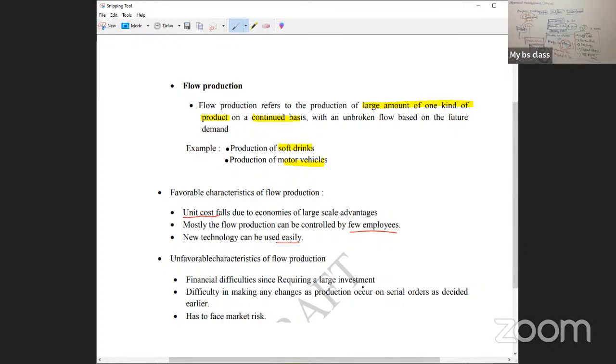And financial difficulties, yes. මේක large investment එකක් ඕනේ. මේ වගේ production එකක් කරන්න අනිවාර්යයෙන්ම large investment එකක් ඕනේ. Difficulty in making any changes, right? No customization, no changes at all.